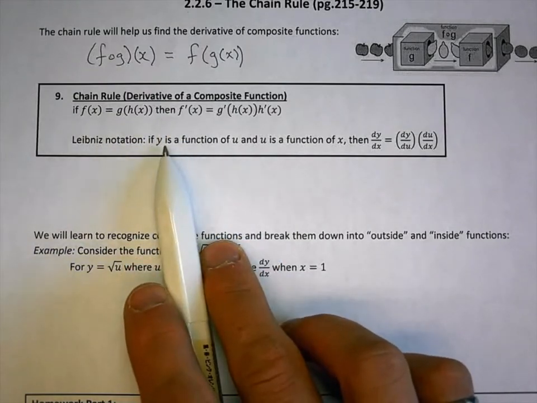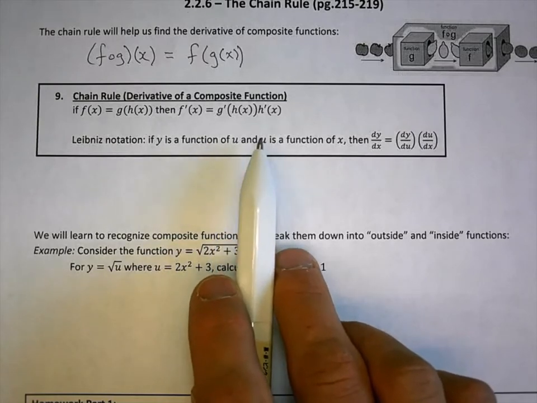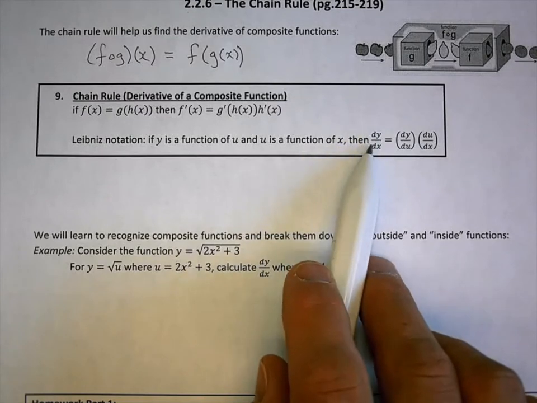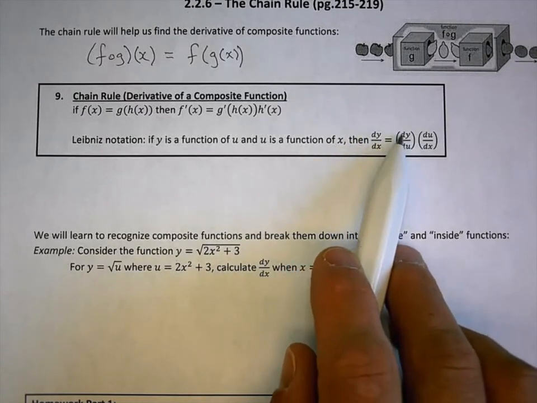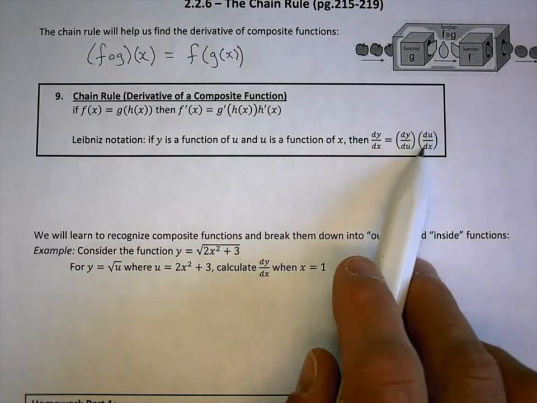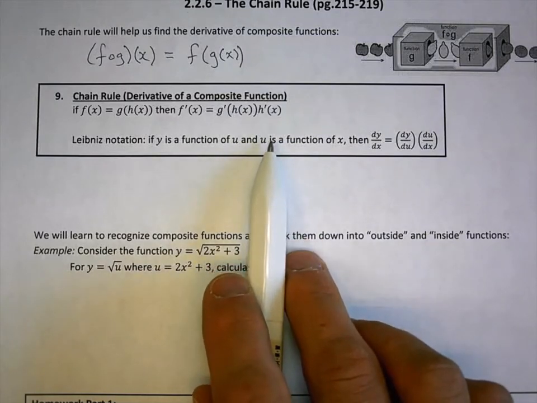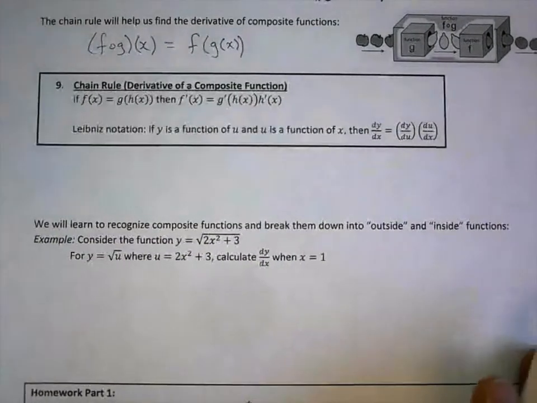So if I have y, which is a function of u, and u, which is a function of x, then dy dx, the derivative of y with respect to x, is equal to the derivative of y with respect to u times the derivative of u with respect to x. These are both the same thing. Now I know this is confusing and probably makes no sense, but as we start going through examples, hopefully it'll become more clear.